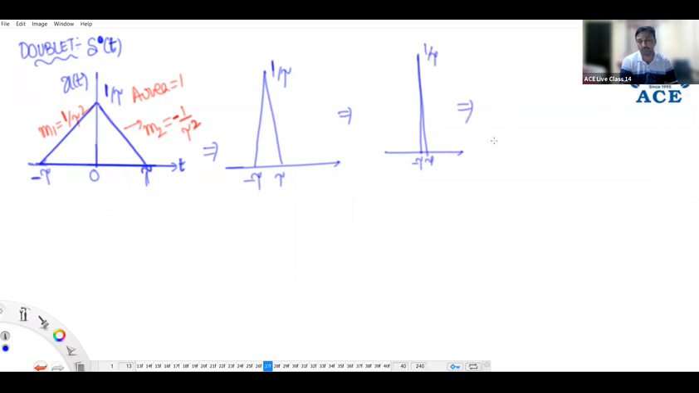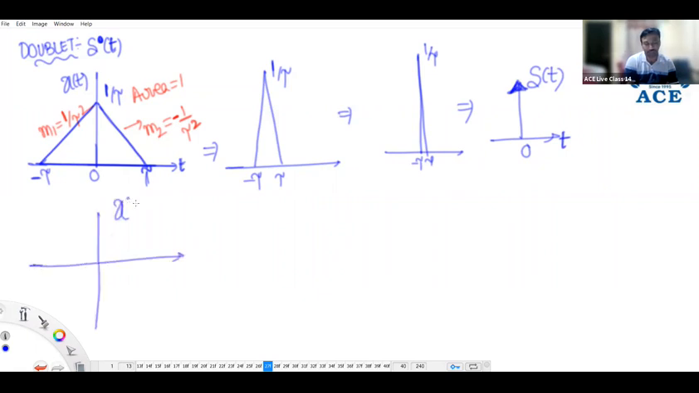For a negligible tau, it will appear like an impulse graph. What is the differentiation of this function, sir? Differentiation of positive ramp is positive step. Differentiation of negative ramp is negative.